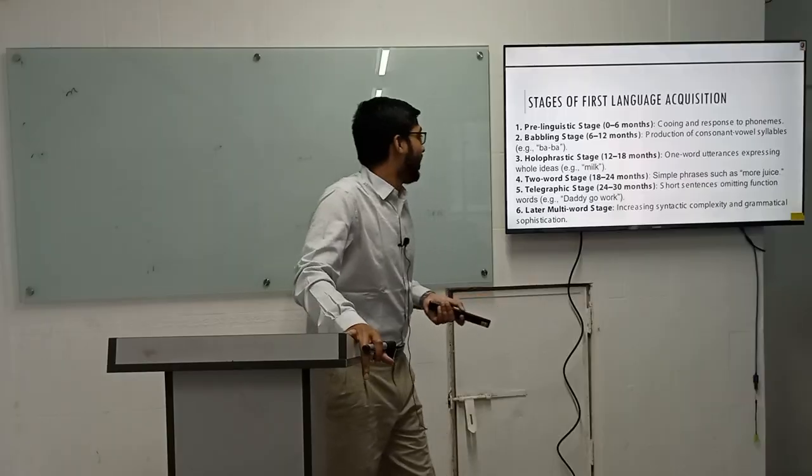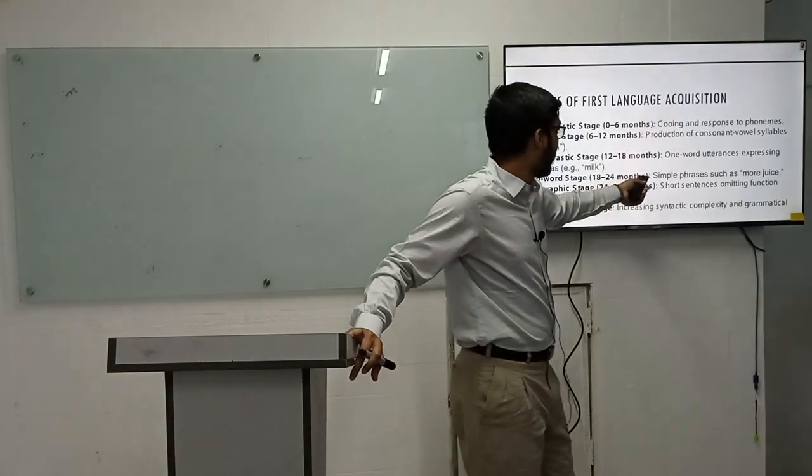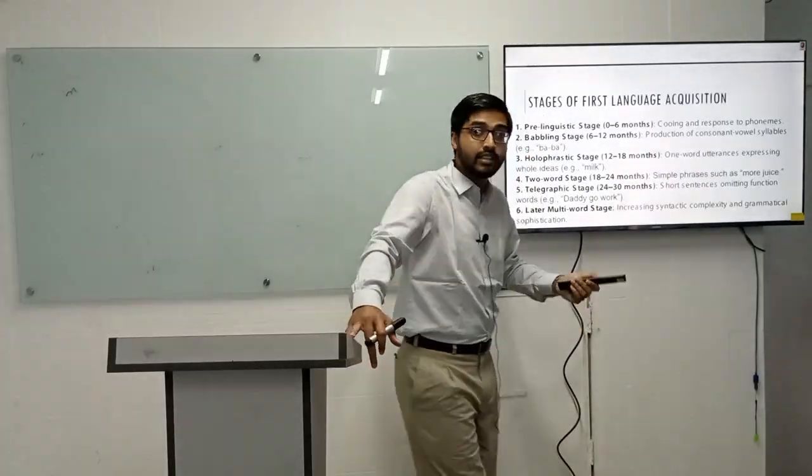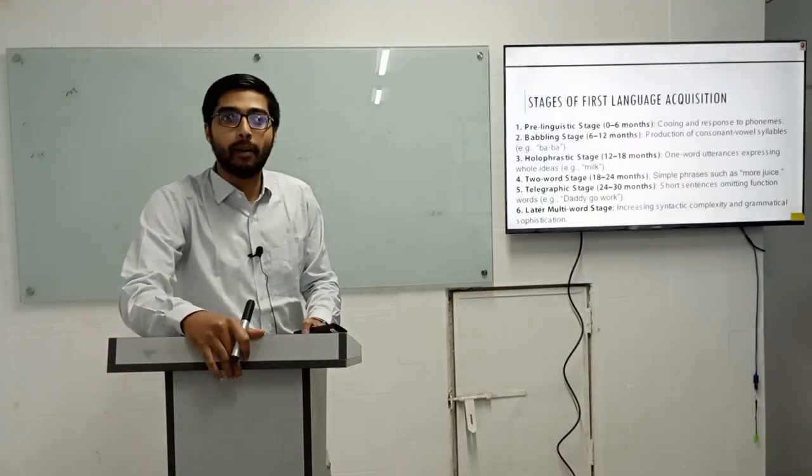Okay, that's fun. So the two-word stage, from 18 months to 24 months: simple phrases such as "more juice," "khala jabo," just like these things. "Papa jabo," right. Who said "Papa jabo"?